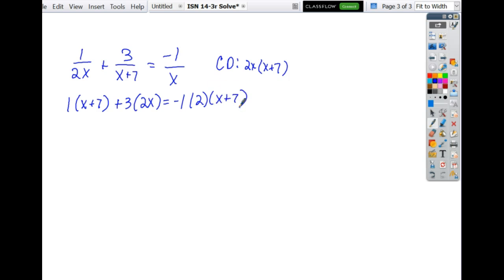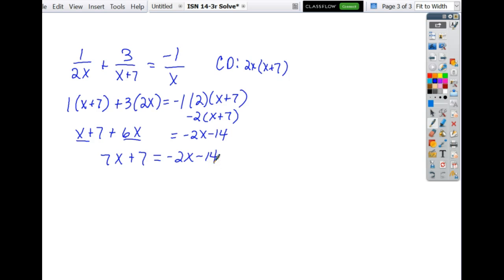And so the negative times the 2 is going to give me negative 2 times x plus 7. So when I distribute, I get negative 2x minus 14. And over here, I have x plus 7 plus 6x. So when I combine, I have 7x plus 7 equals negative 2x minus 14. And now what do I do? Right, you want the numbers on one side and the variable on the other. You just solve then.